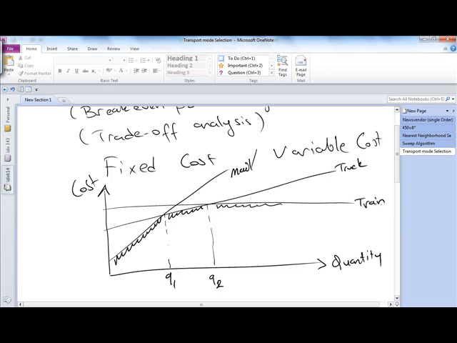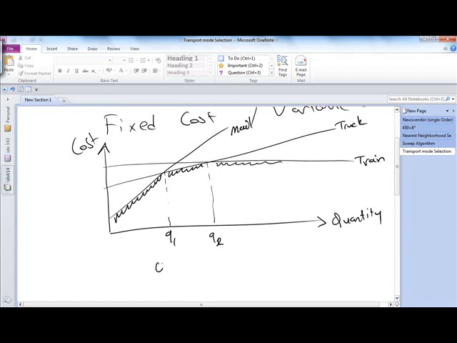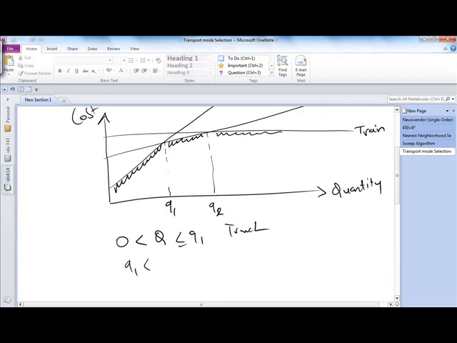What we are trying to do is find these ranges. If the quantity Q is between 0 and Q1, use mail. I'm sorry, that was the other way around. This is mail. Then if it is between Q1 and Q2, this is truck. And if it is greater than Q2, use train.